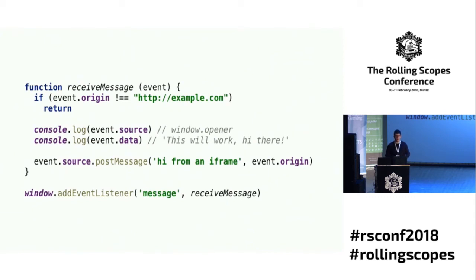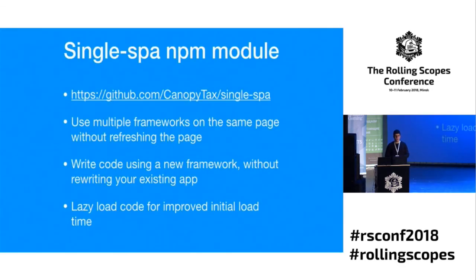This will work: "hi there". Inside the event.source, we have the reference to our parent app. So we can use postMessage there to send the message back to the parent app. And this is basically the way we can use iframes to implement micro frontend architecture.